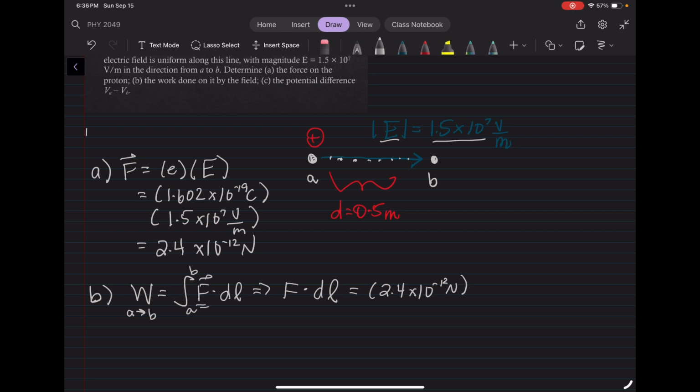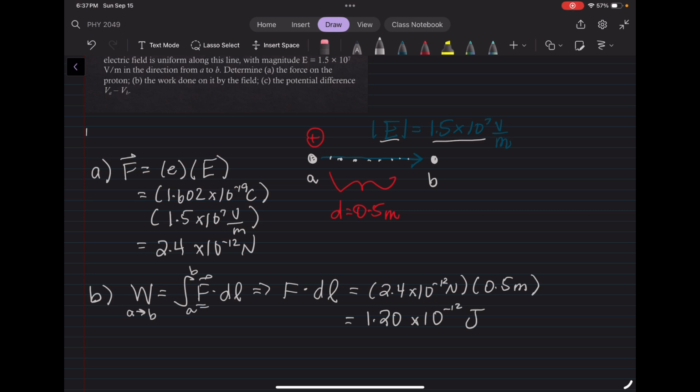And what's the displacement, right? It's moving from point A to point B a distance of 0.5 meters. And so we can get the work done by the field as simply F times 0.5. And so that gives us basically this number divided by 2, right? Part A divided by 2, which is 1.2 times 10 to the minus 12 joules.